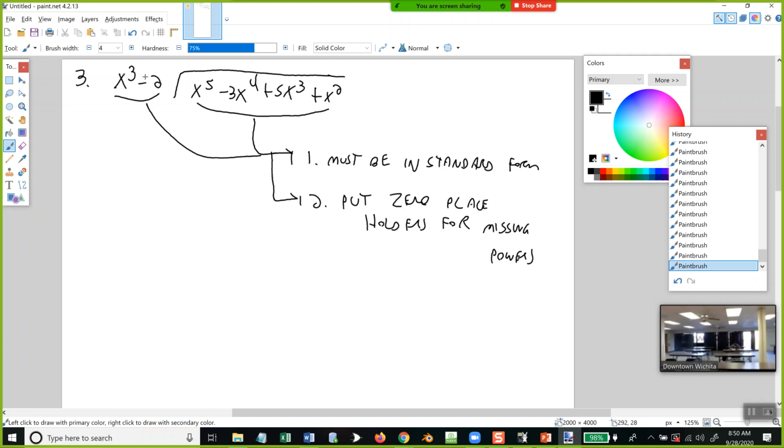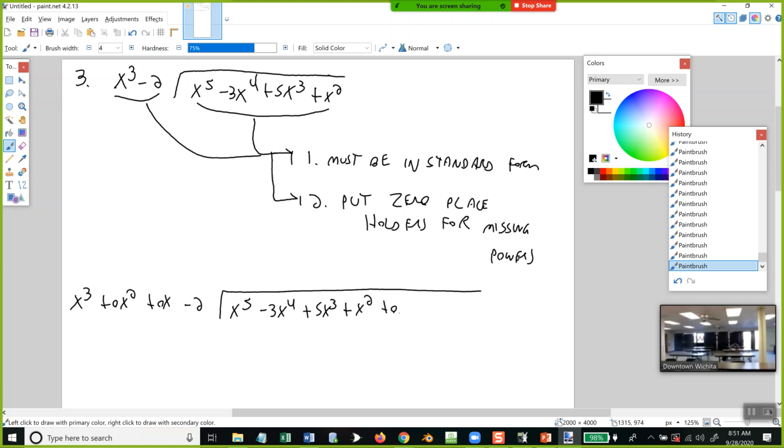For example, this x to the 3rd minus 2 is missing the x squared and it's missing the x. So out in front, I'm going to put x to the 3rd plus 0x squared plus 0x minus 2. Inside here, x to the 5th, x to the 4th, x to the 3rd, x squared. We're missing the x and the constant term. So I'm going to have x to the 5th minus 3x to the 4th plus 5x to the 3rd plus x squared plus 0x plus 0.